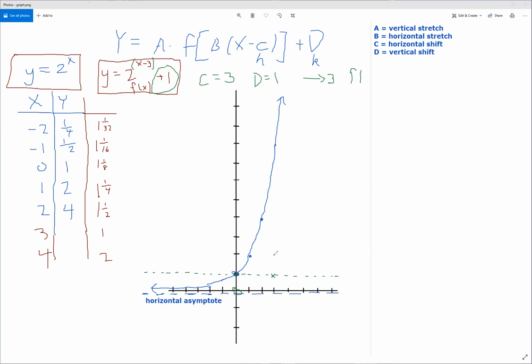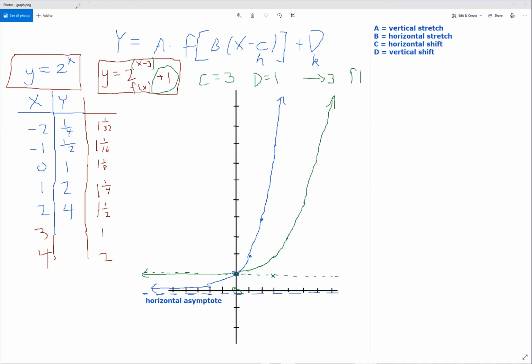We're going to graph what would have been 0, 1, and what would have been 1, 2, and what would have been 2, 4 if we went from this spot, 3, 1, instead of from 0, 0. And likewise, we'll go to the left, negative 1, 1/2, and negative 2, 1/4. And if we do this and we connect, we should get something that looks very similar to what happened when I took the blue graph and I moved it over.